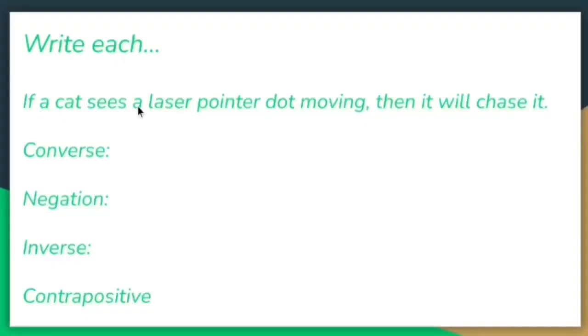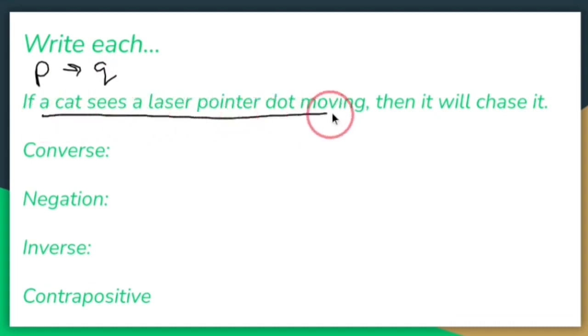Write each. If a cat sees a laser pointer dot moving, then it will chase it. All right, so we have ourselves a conditional statement which is in the form if P, then Q. P is my hypothesis: if a cat sees a laser pointer dot moving. It will chase it is my Q. What I have to do is turn all of these into the converse, the negation, the inverse, and the contrapositive. So let's start out with the converse, which is a brand of shoes. A converse says, let's just switch the Q and P. If Q, then P.